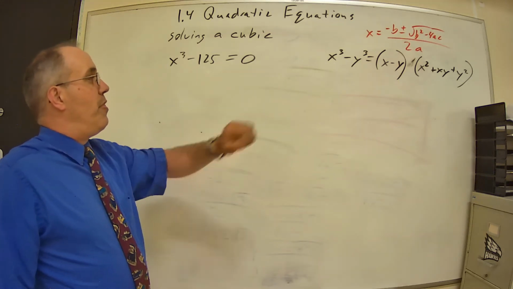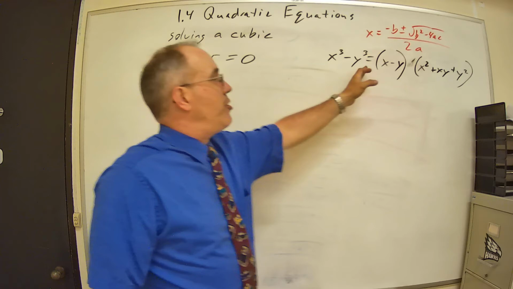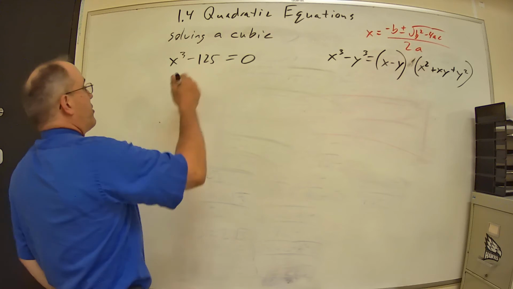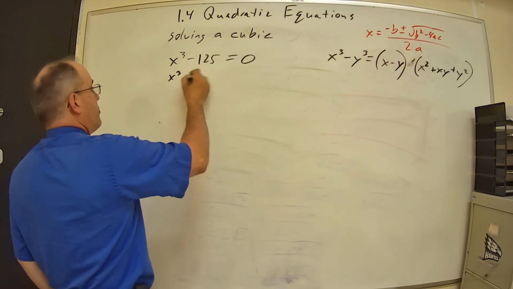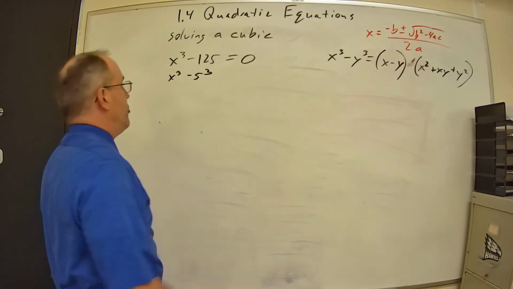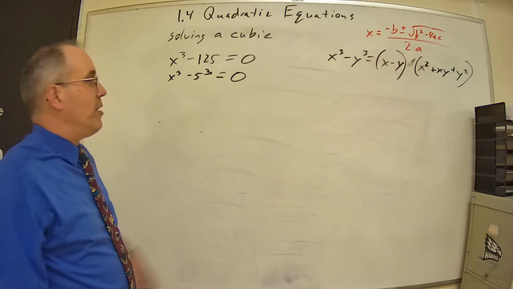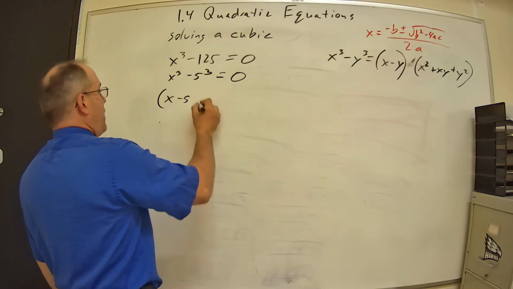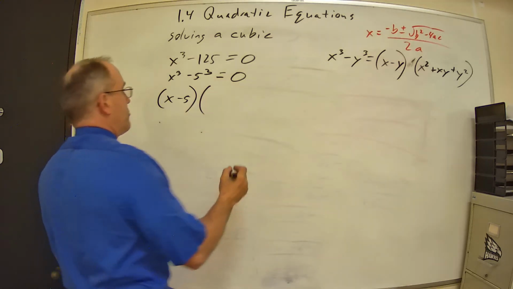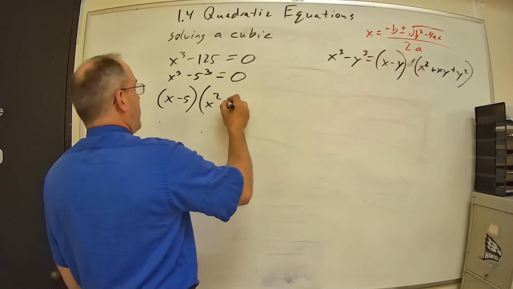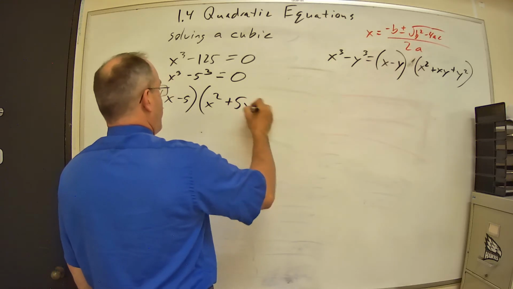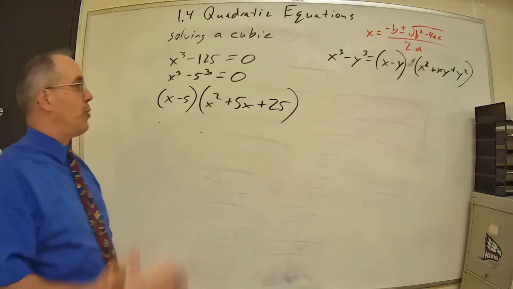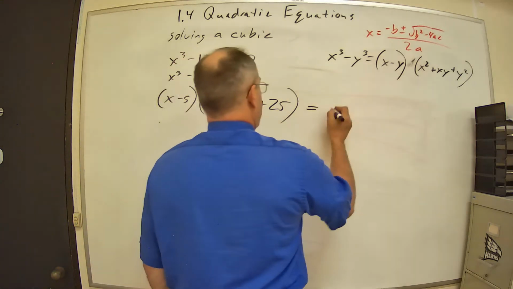So a perfect cube minus a perfect cube can be factored using this special product. This is actually x cubed minus 5 cubed is equal to 0, which means I can use this and say that's x minus 5 times x squared plus 5x plus 25, or 5 squared, is equal to 0.